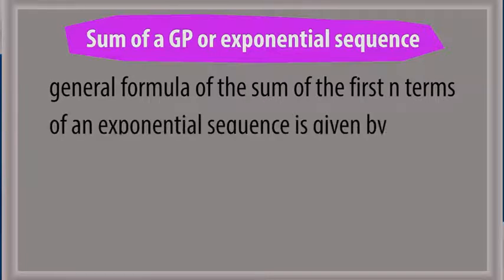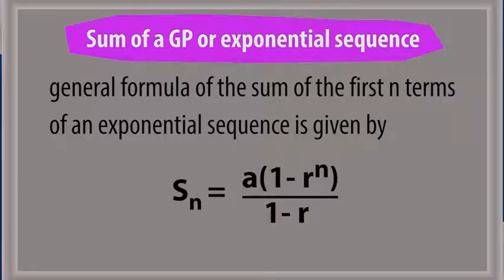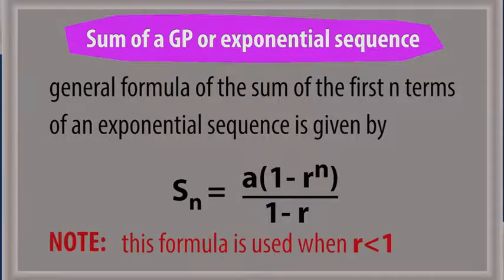Now, I want us to look at another thing that we discussed earlier, how to find the sum of a GP or an exponential sequence. The general formula of the sum of the first n terms of an exponential sequence is given by Sn is equal to a multiplying 1 minus r raised to the power n, then we divide by 1 minus r. It is important to note this, that we use this formula when r is less than 1. That is, the common ratio is less than 1.